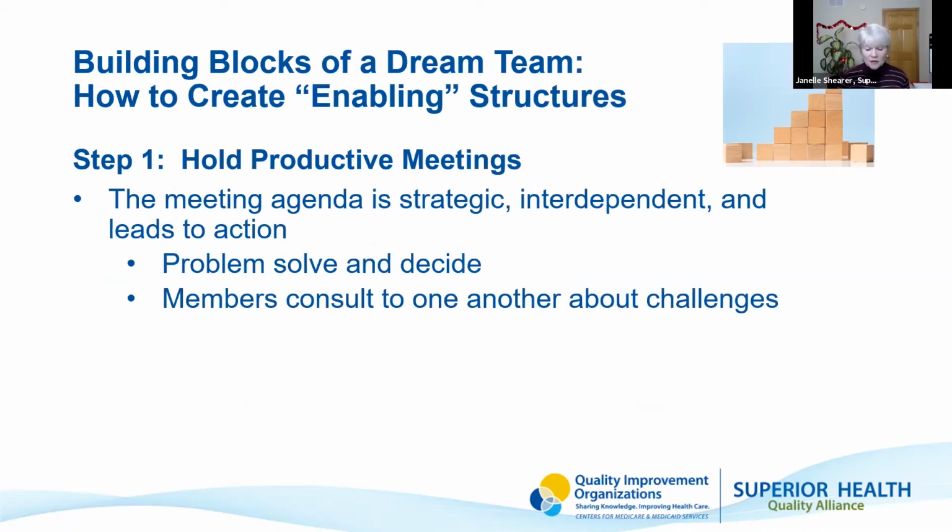And then the third area is what we're calling enabling structures for a team. It's holding meetings together. The first step is holding productive meetings. So we've all been to meetings where you come and you really didn't know why you were meeting. There was no clear agenda. And so you want to develop agendas that are strategic, that are interdependent, meaning they pull in the skills of other people on the team, and it leads you to action.